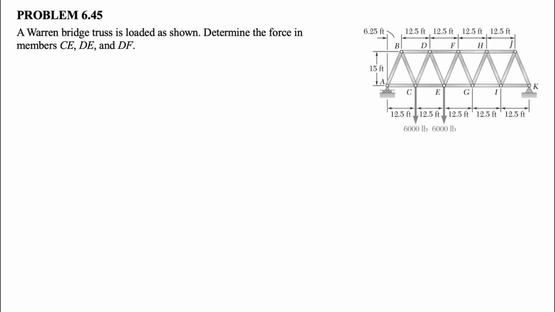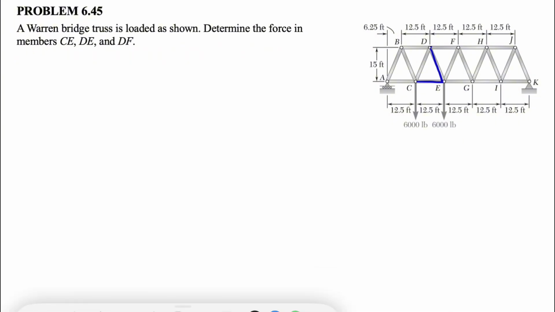So we're going to be solving another question from chapter 6 of Johnston textbook, question 45, and we have a Warren Bridge truss that is loaded as we can see in the figure. We need to determine the force in members CE, DE, and DF. As we can see, the question is asking for specific members, so we're going to go with method of sections as it would be an easier option compared to method of joints, and it will be faster too.